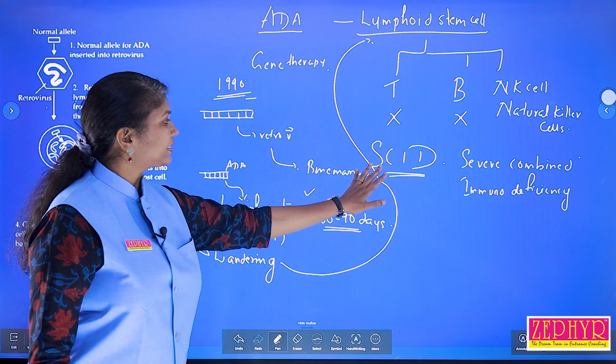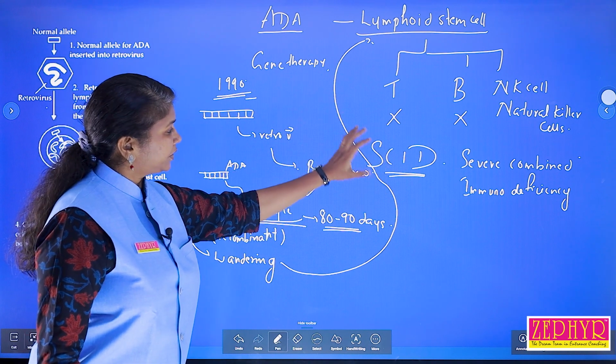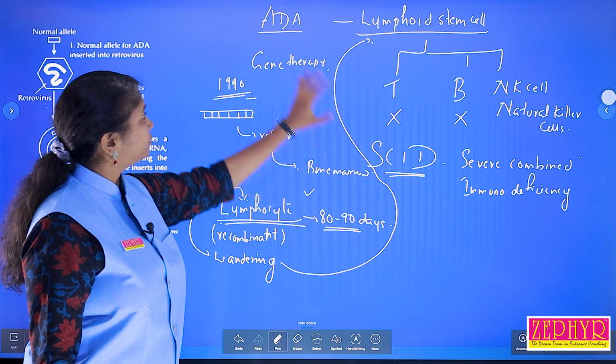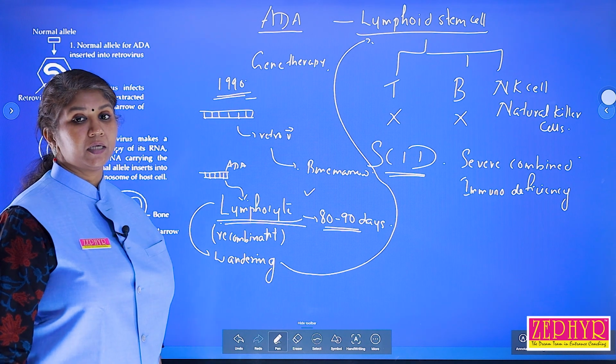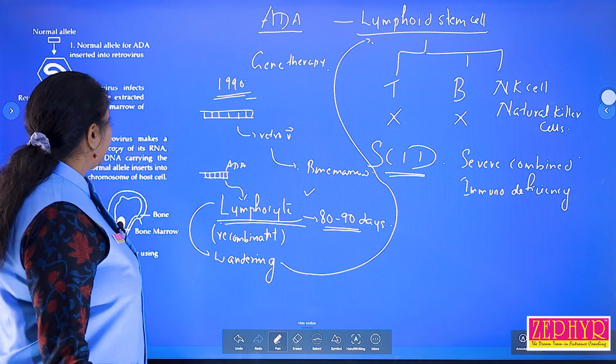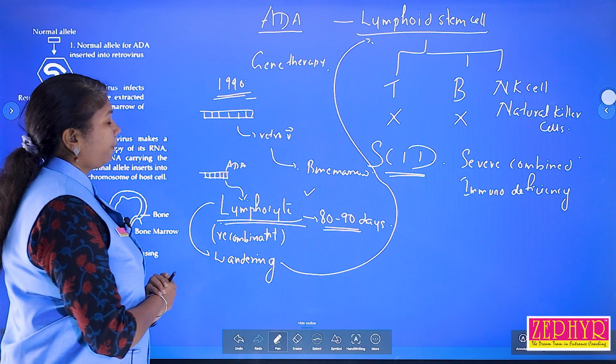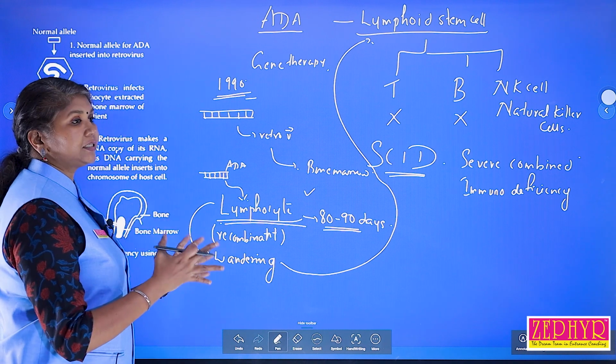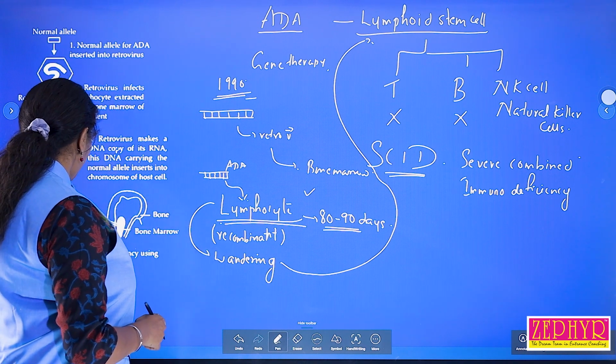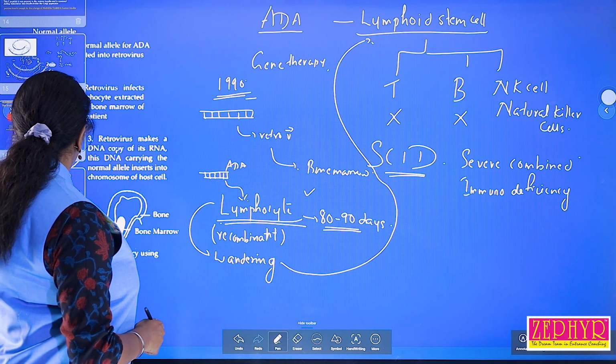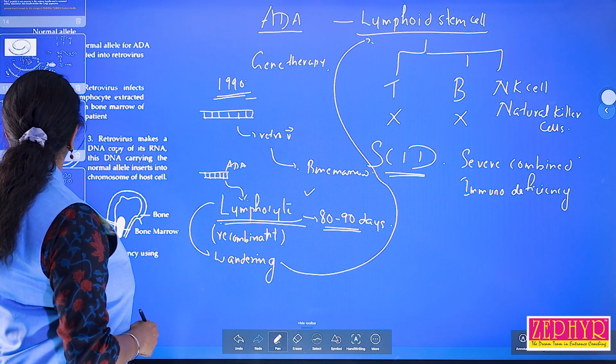This is called ADA SCID because this SCID is definitely due to the deficiency of ADA, adenosine deaminase enzyme. So with that we end up with the ADA also. Now the last and the least area of this topic, we are winding it up. I know it's been tedious for you. I understand that perfectly.